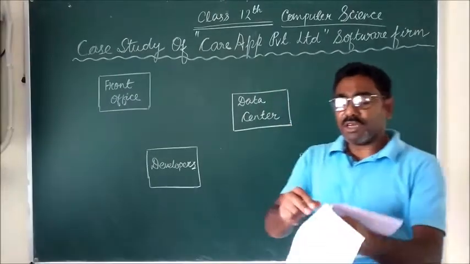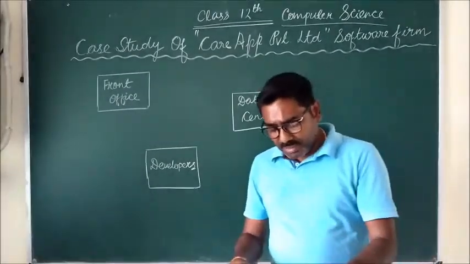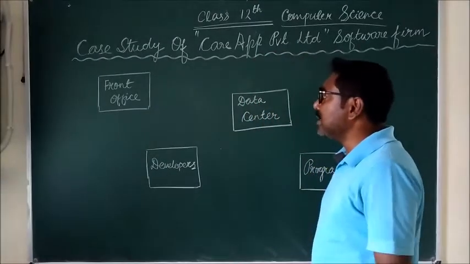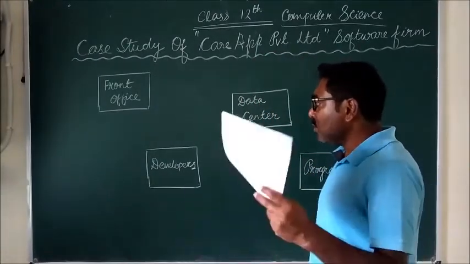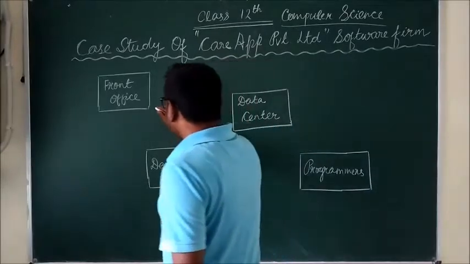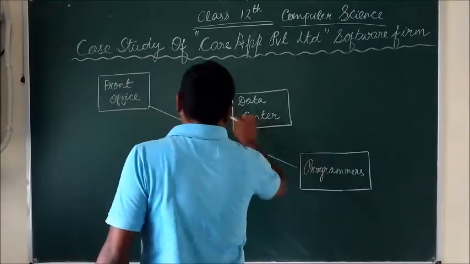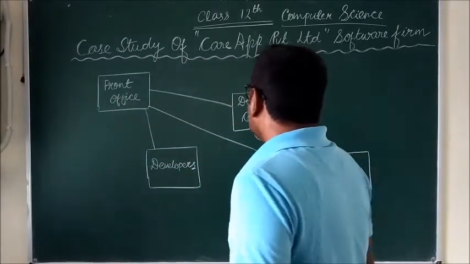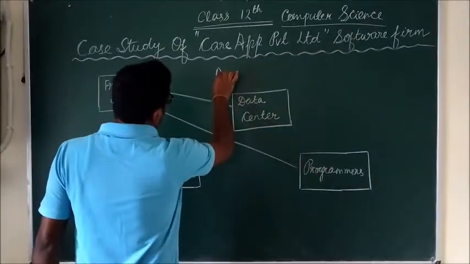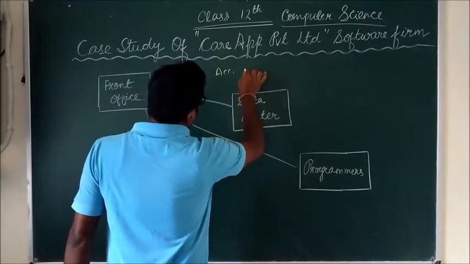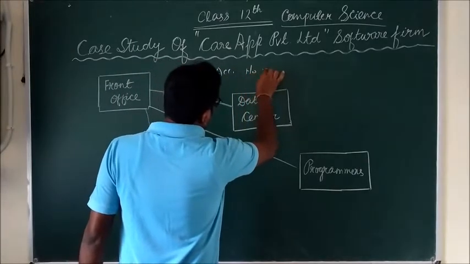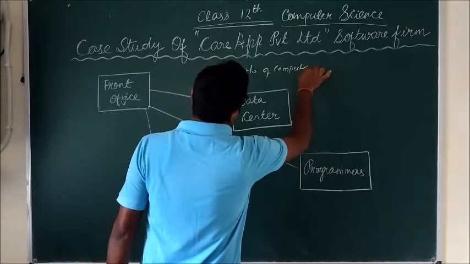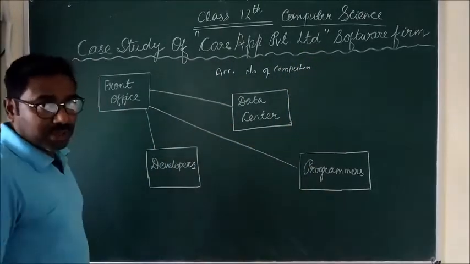So in case of the number of computers, what happens? The maximum number of computers are in the front office, that is 85 computers. So simply we should connect this front office with each other office. Now this is a kind of connection that is according to the number of computers.